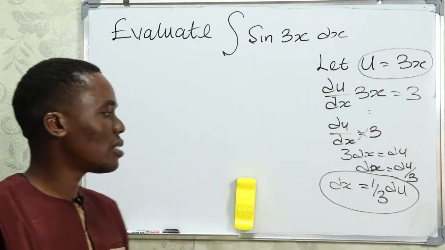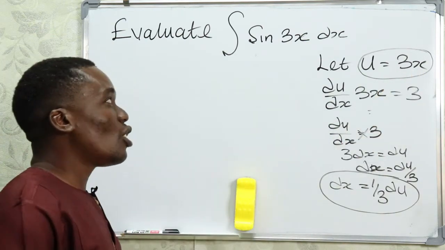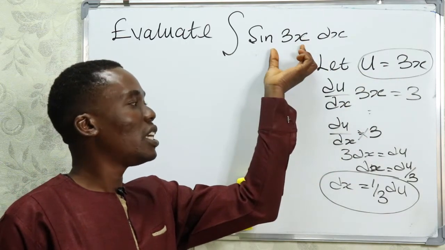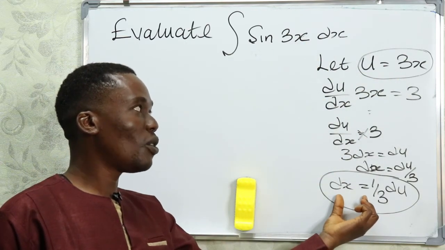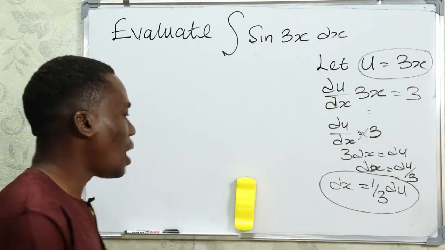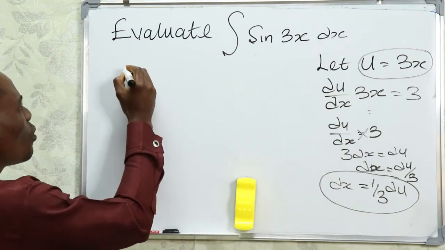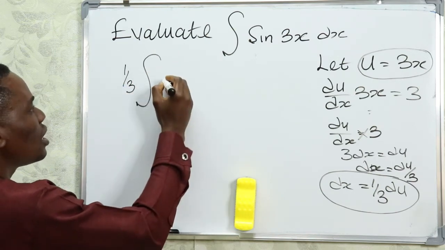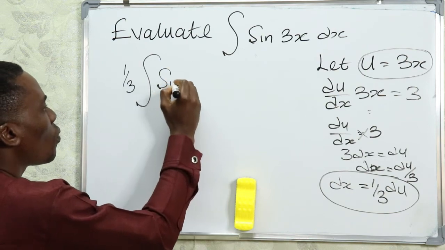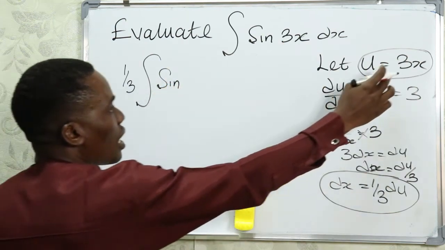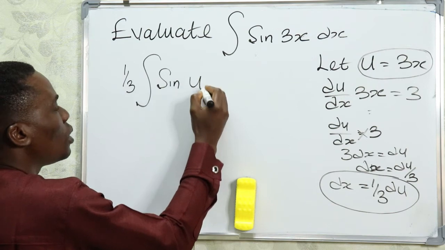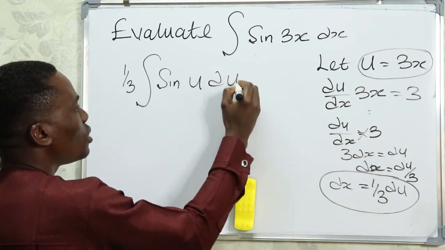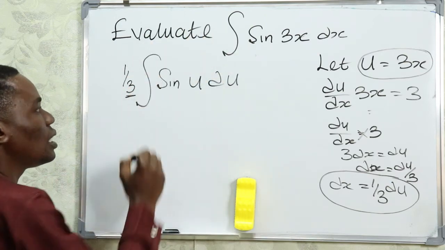So having done this, all we now need to do is to input this value u for 3x, and then input this value of dx replacing this. Now we'll go back to our question. Now we are going to have 1 over 3 because it's a constant, and then we'll have our sine of 3x, which is now being represented with u, and what? And the dx is represented with what? The du. Remember, the 1 over 3 is now out.